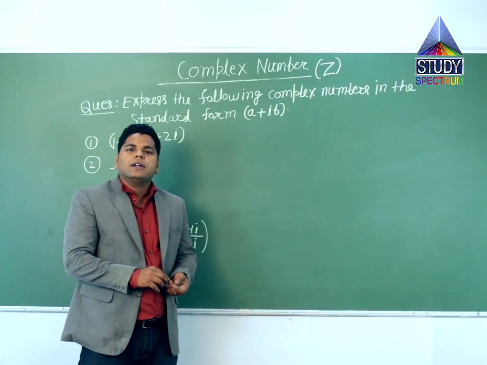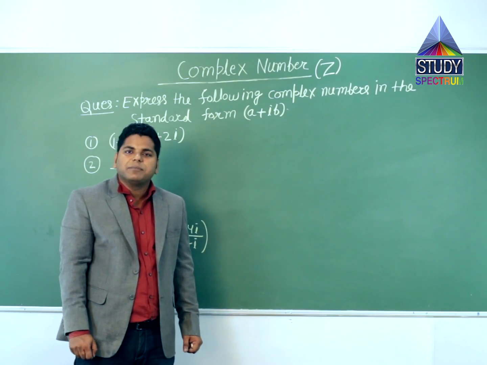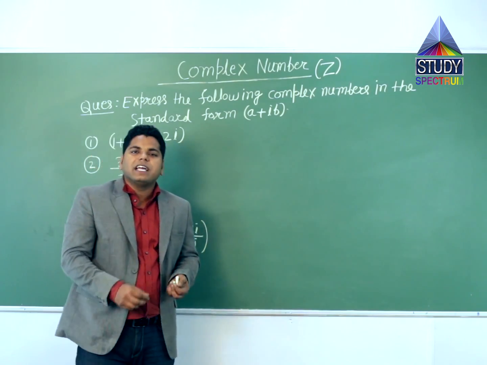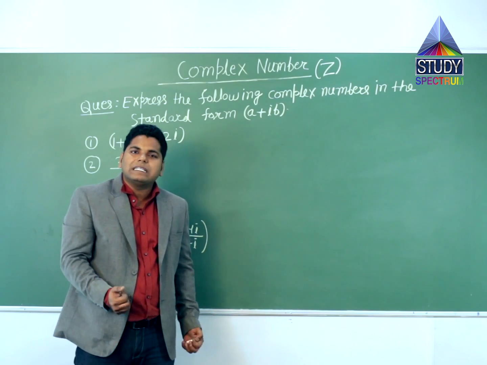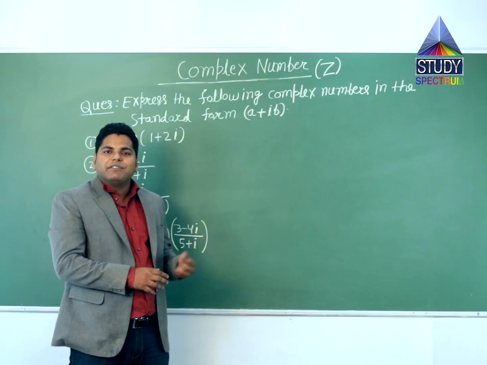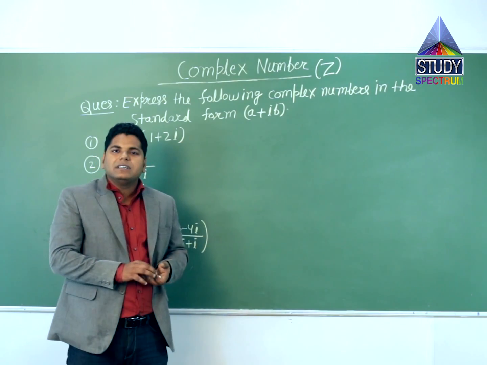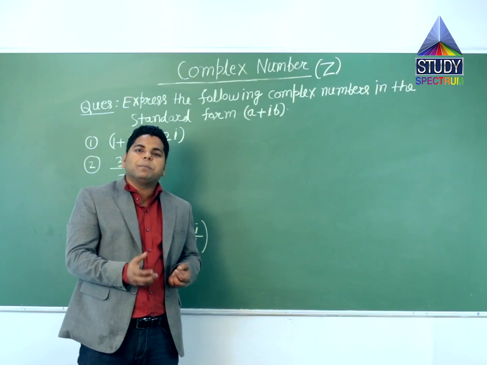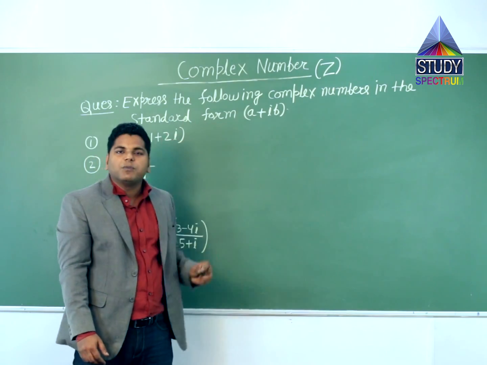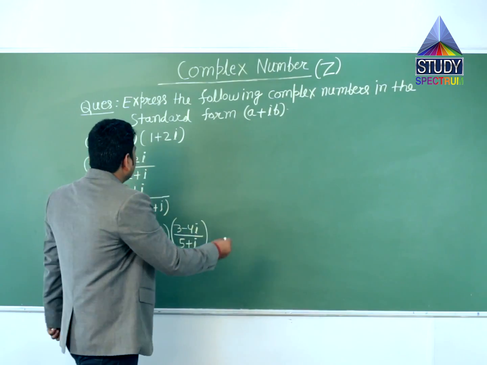We know that a standard form of complex number is a plus ib, and in this question we have been given two or more complex numbers in terms of multiplication or division, and we have to convert this complex number, which is given in terms of multiplication or division, into the standard form of complex number a plus ib. So let's start with question number 1.